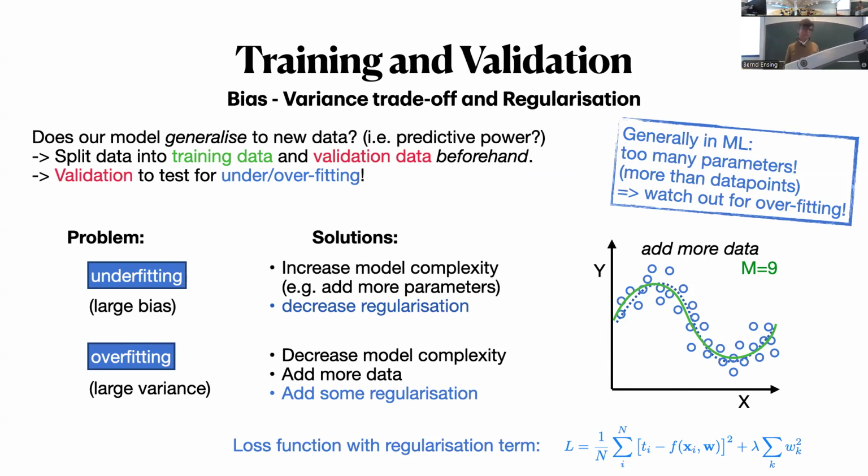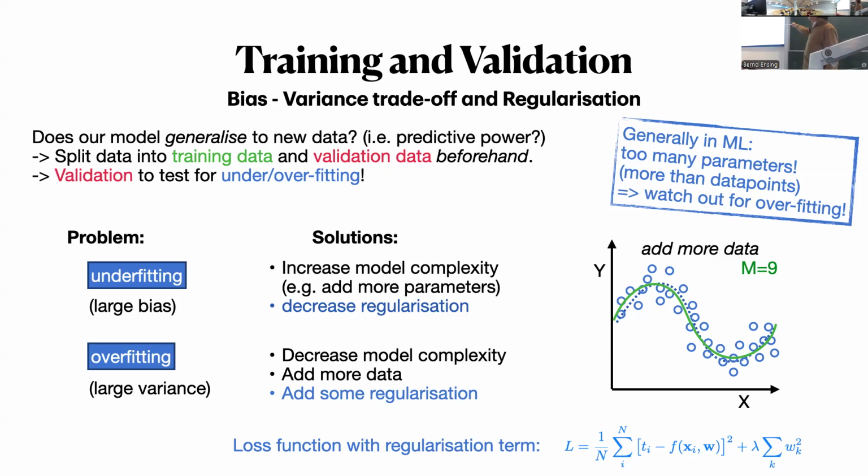Well, you should do validation, obviously. But then what can we do? In the case of underfitting, the solution is to increase the model complexity, right? Make your neural network larger or whatever, add more parameters, or decrease regularization. I'll explain in a second what regularization is. If we are in the overfitting regime, it means we have a large variance, so there are large fluctuations, right? Decrease the model complexity, so make it less complex, make your neural network smaller maybe, or add more data.